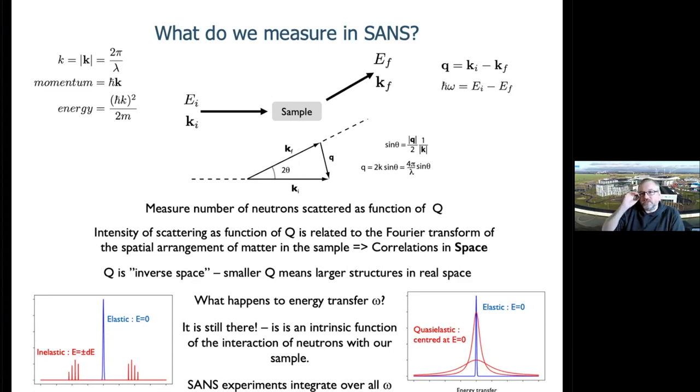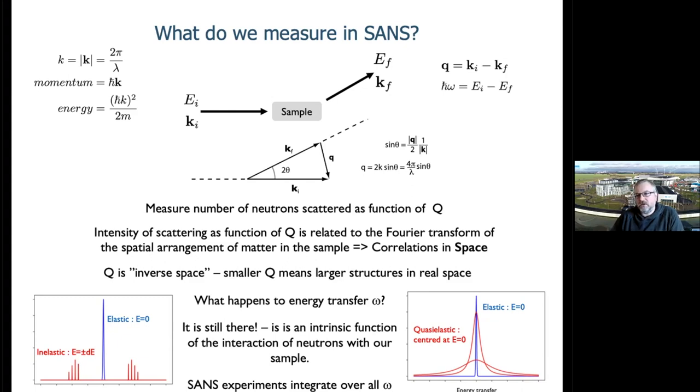As you'll have heard from Wojtek, we can then take the information we have, where we have intensity as a function of Q, and we can use that to determine the shape and size of particles in solution or particles in a matrix, or determine information about the structure of our sample in general. Just remind you that Q ends up as being an inverse space. It's the Fourier transform, so we end up with inverse space, which means that smaller Q values mean measuring larger structures in real space. So the bigger things we want to measure, the smaller Q values we need to measure at. And here I've been saying that we're only interested in the variation as a function of Q.